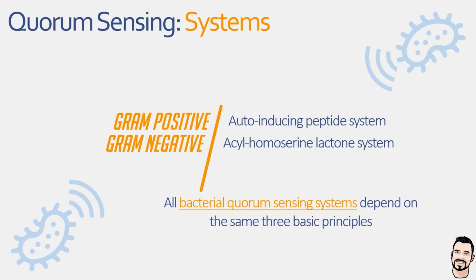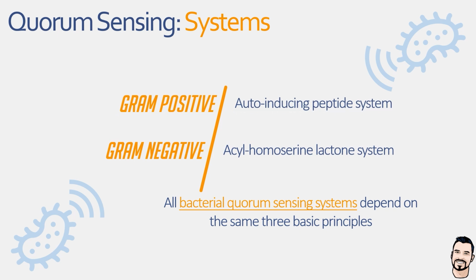Now, whilst both have the same three basic principles, their molecular mechanisms differ, reflecting the unique cell envelope structure of the gram-negative and gram-positive bacteria, as well as their respective autoinducers. However, there is a third system. This is found in both our gram-positive and gram-negative bacteria, and it's known as the autoinducer 2-like system.